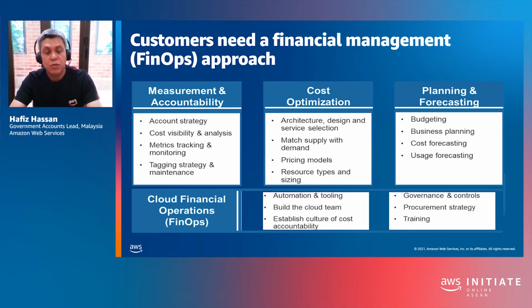Other than creating cost visibility, we also need to put in place a cost optimization practice. So how do we achieve cost optimization? First of all, always leverage the elasticity that is provided by AWS. A good example is use auto scaling.